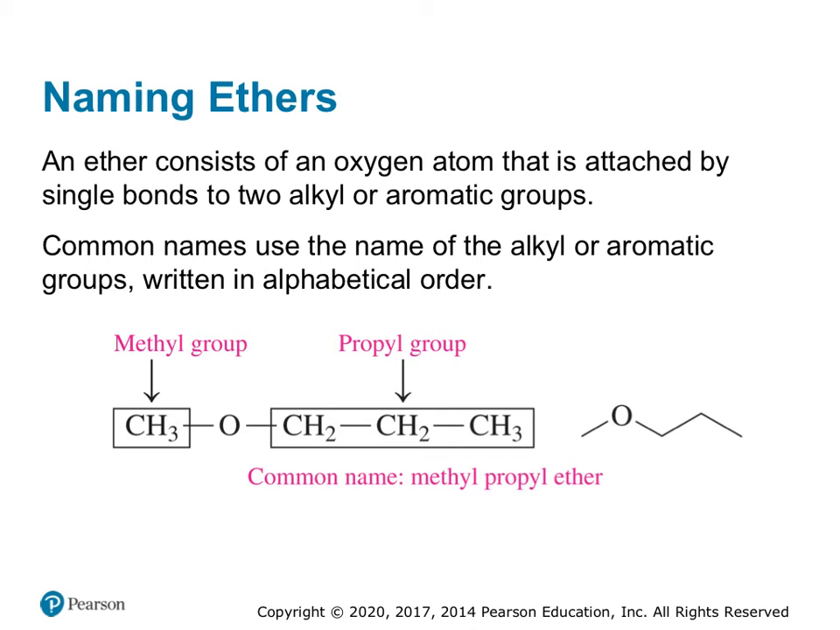Ethers have that oxygen atom attached with single bonds to 2 alkyl chains or 2 aromatic groups. The name for an ether is taking just the names of the alkyl groups and putting them in alphabetical order. So here we have a methyl group attached on one side of the oxygen, and here we have 3 carbons. That makes it a propyl group. So the name of this would be methylpropyl ether.